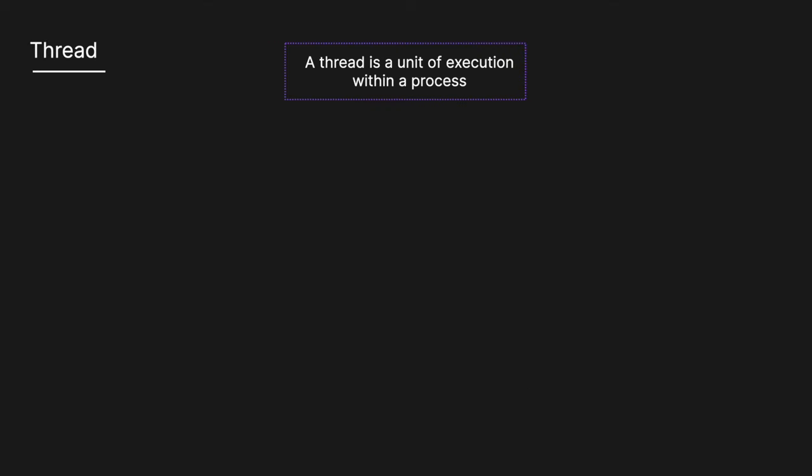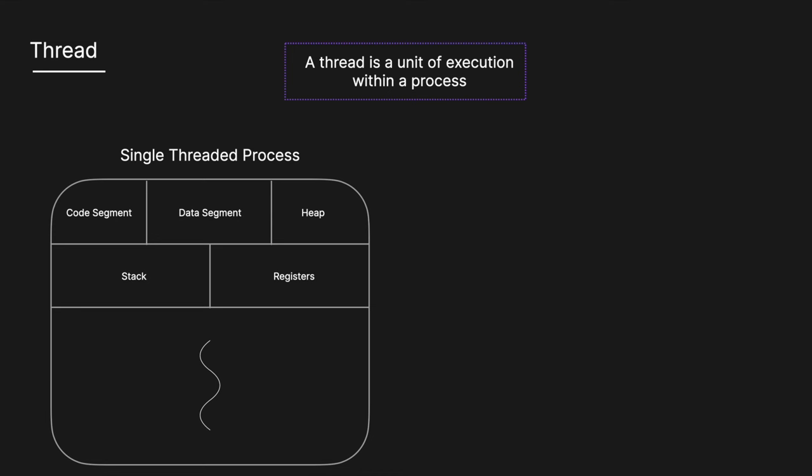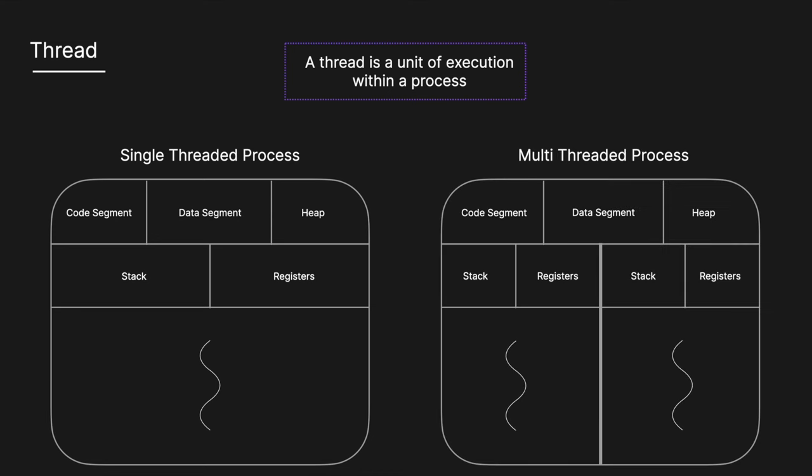On the other hand, a thread is a unit of execution within a process. Single-threaded processes are processes that contain one thread, whereas multi-threaded processes are processes that contain more than one thread, which allow the process to do several things at virtually the same time. Each thread has its own registers and stack, but the rest of the resources, including the code segment, data segment, and heap, are all shared among threads.